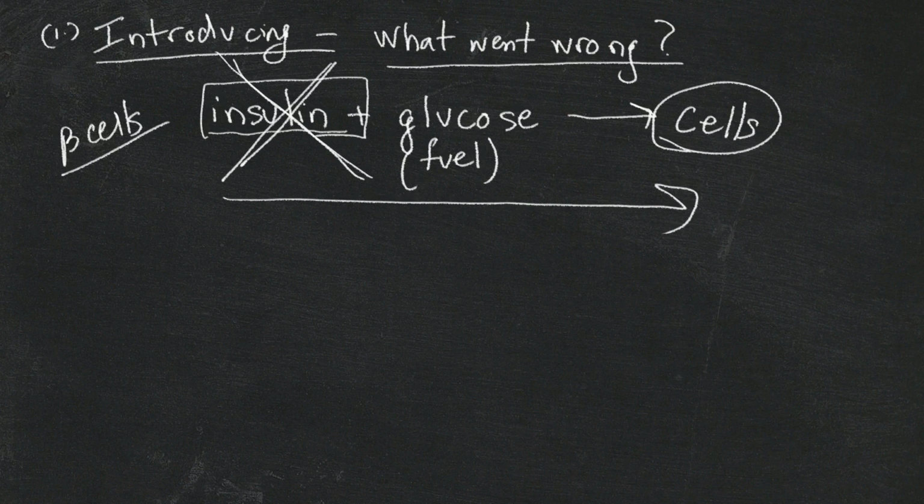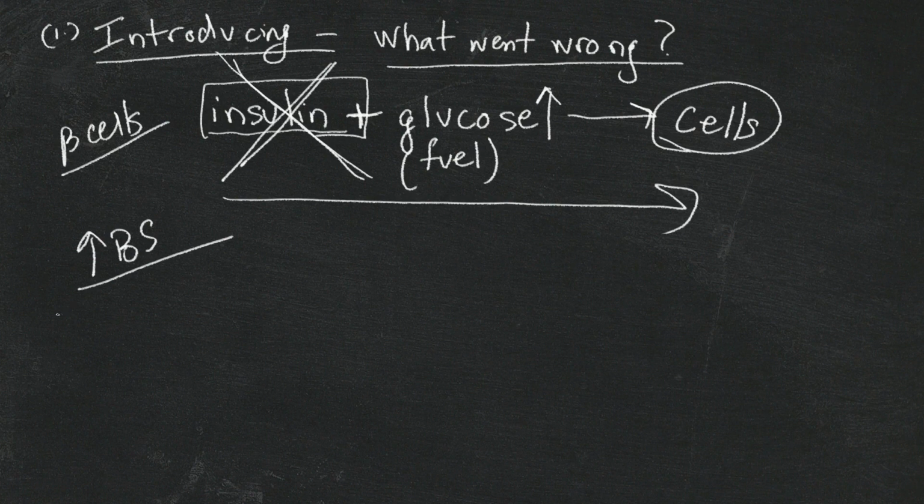And what ends up happening is that, remember I said that insulin is a hormone that brings glucose into the cells. Cells need glucose as their primary source of fuel. If we don't have any insulin, the glucose doesn't get into the cells. And it starts building up in your blood sugar. And that's why when you're first diagnosed, your blood sugars are really high.